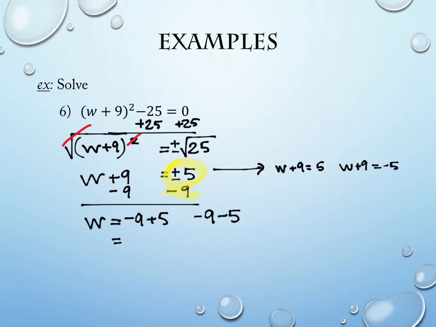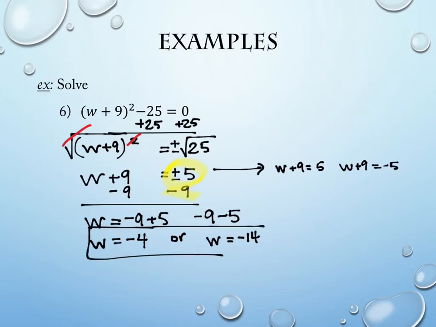What is negative 9 plus 5? That's my negative 4. And what is negative 9 minus 5? That's negative 14. So I don't have plus or minus 4 or plus or minus 14. I actually end up getting two answers. One of them is negative 4 and one of them is negative 14. So I have to do the combination, right?